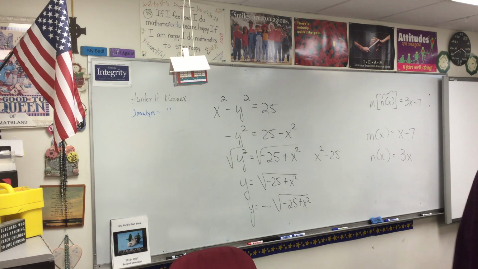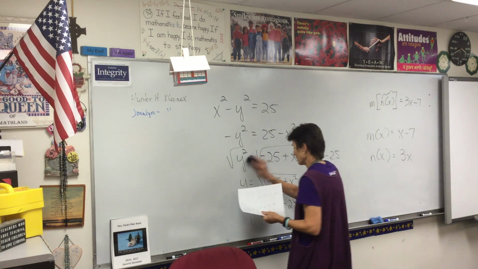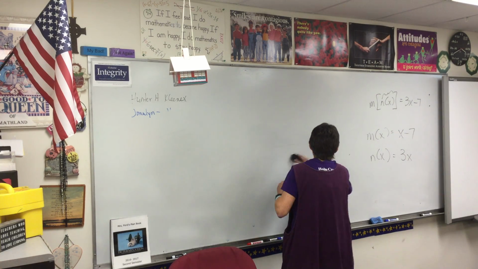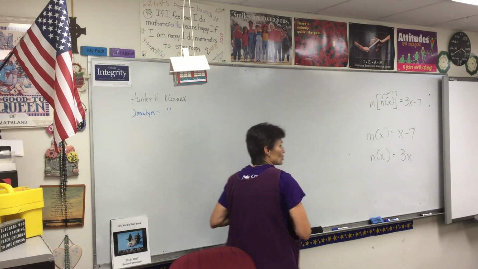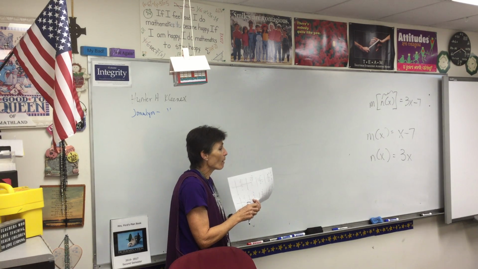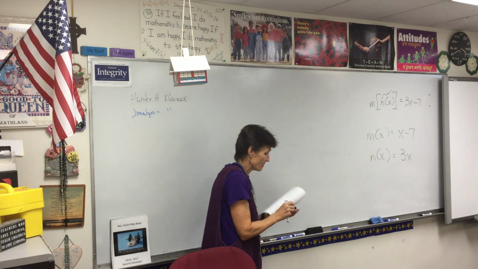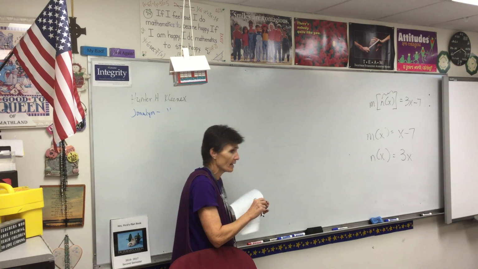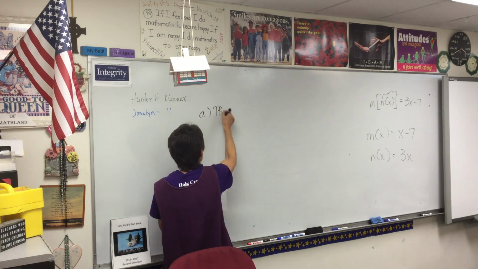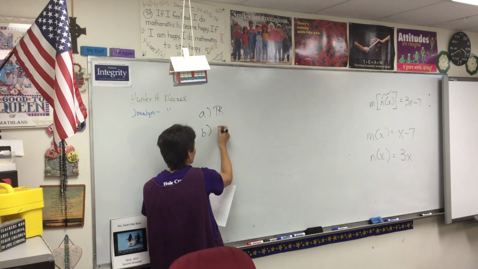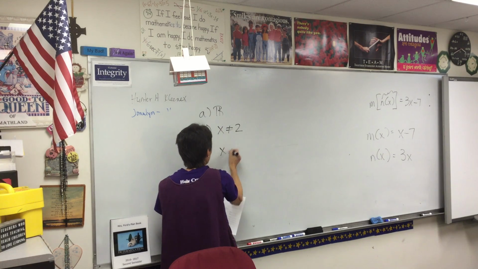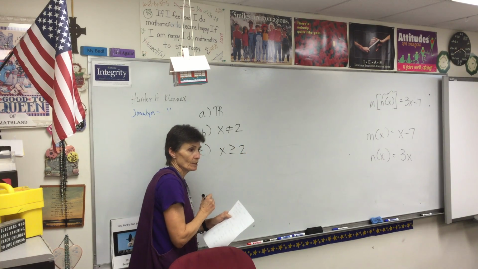All right, so what did you say the domain is for the first problem? Now we're going to go down through the answers. You mark the ones wrong that you missed, and then at the end, we'll come back and look at those, okay? But we're gonna get through all these problems. So A was all real numbers. B, X cannot be 2. C, X is bigger than or equal to 2.